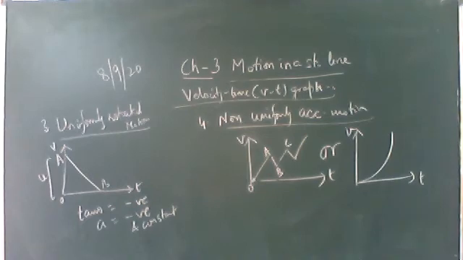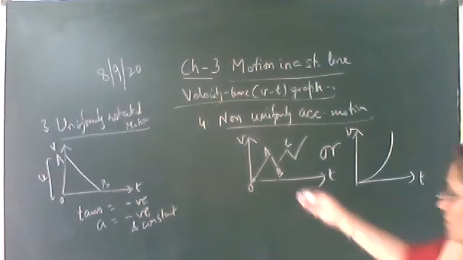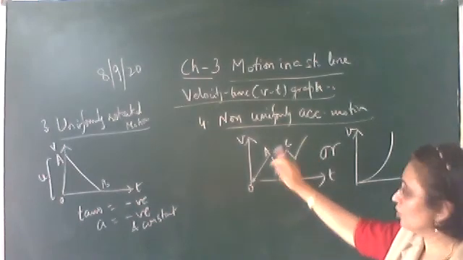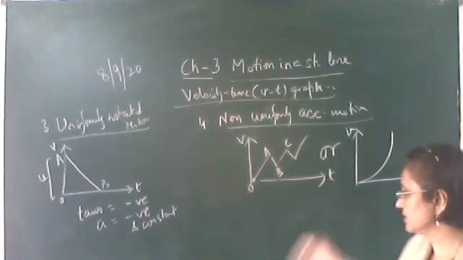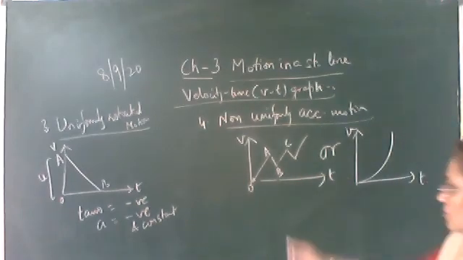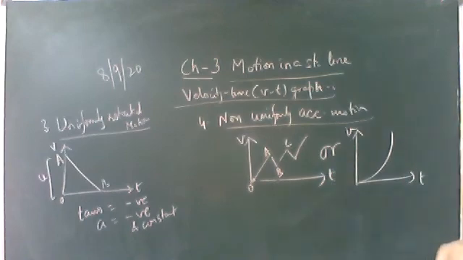As the acceleration is not constant, we cannot find the slope of the line. O to A, the acceleration is constant, but then it is decreasing, again increasing. So the acceleration is not constant for regular time intervals.